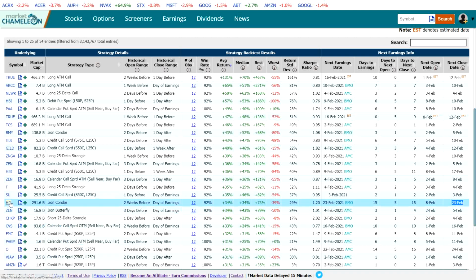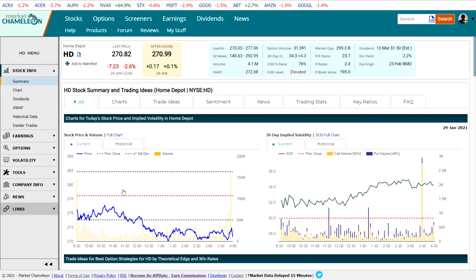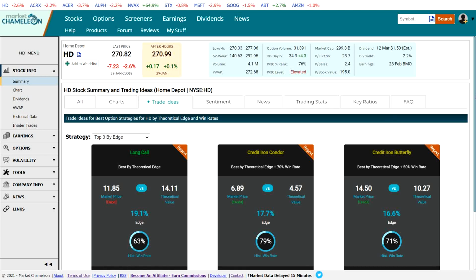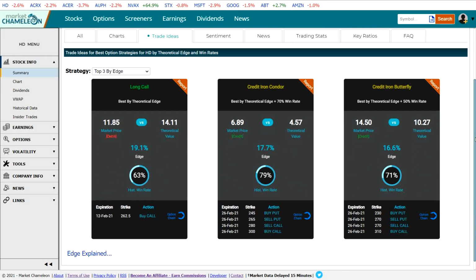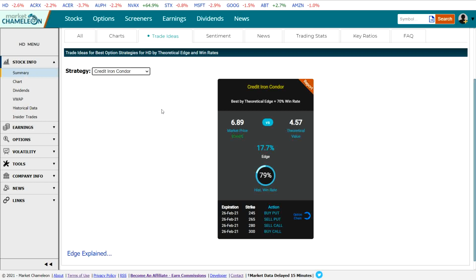If I click here on Home Depot, let's see what we got as the iron condor. I'm going to the trade ideas. I'm looking for the iron condor, which is this one. Credit iron condor, top 3 by edge, credit iron condor. This is what they're suggesting that you do. And also do it here, credit iron condor, and just focus on this one.